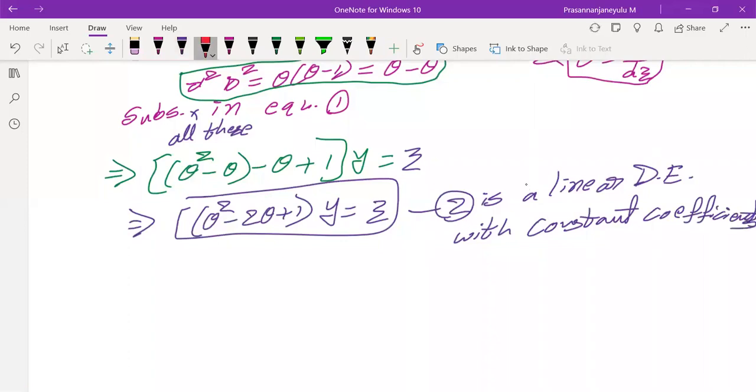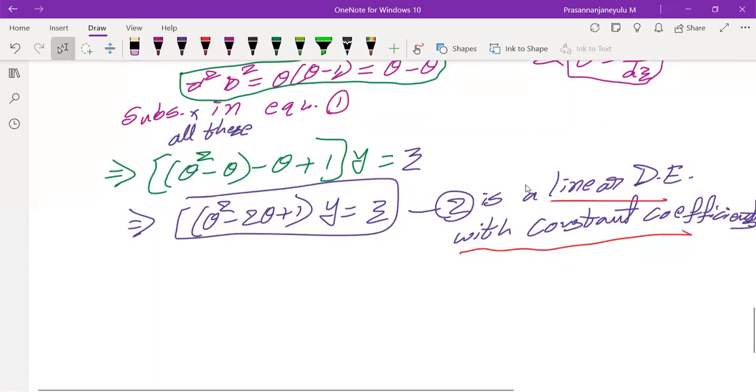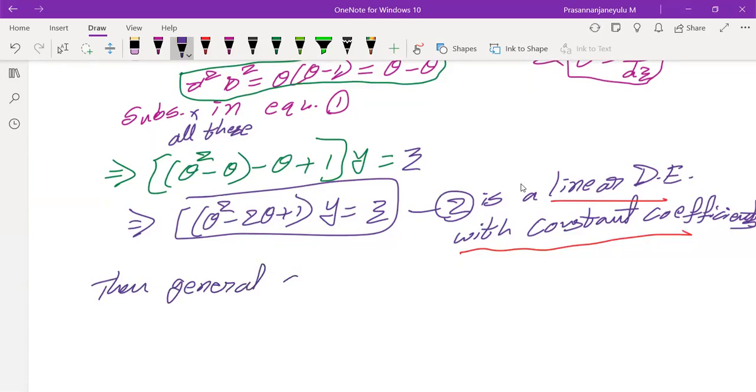Now, what is the given problem? Linear DE with variable coefficients. That linear DE with variable coefficients we converted to a linear differential equation with constant coefficients. After we converted this, what is its general solution? The general solution of equation 2 is y equals yc plus yp.